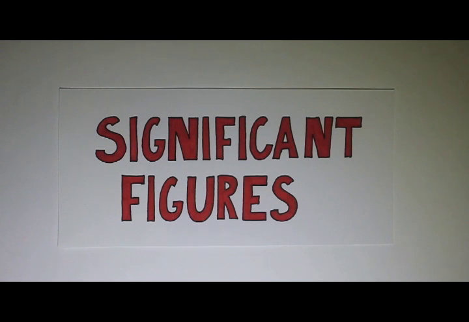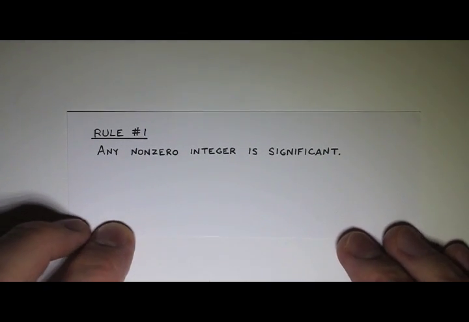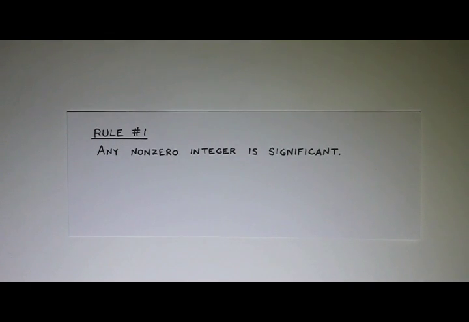So when you're deciding whether or not a number is considered significant, there are some rules you can follow. And the rules are a little complicated, not too bad. But let's start with the simplest one. Any non-zero integer is significant.